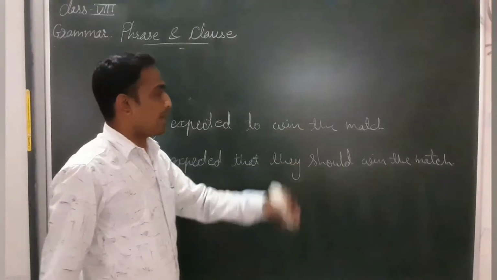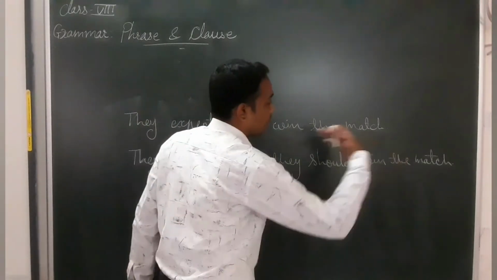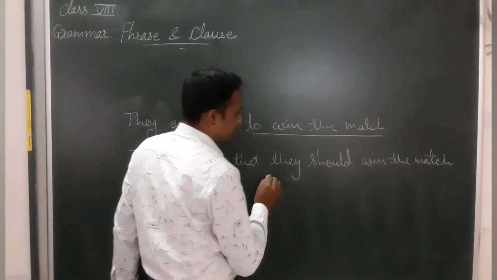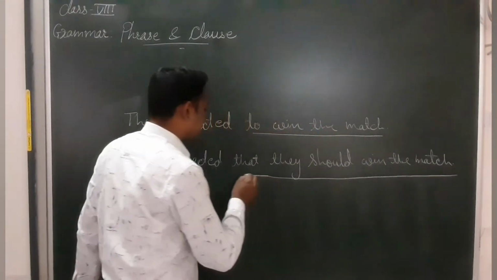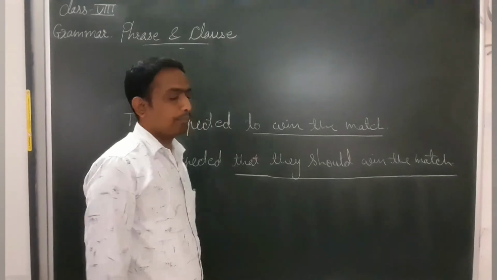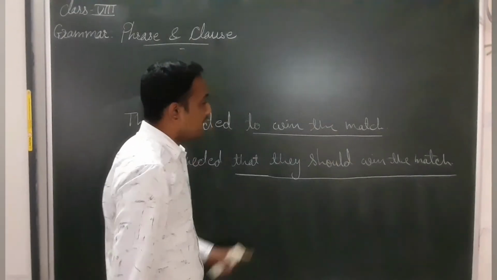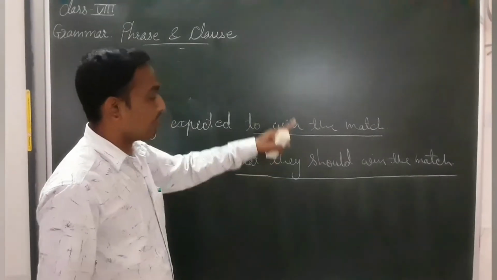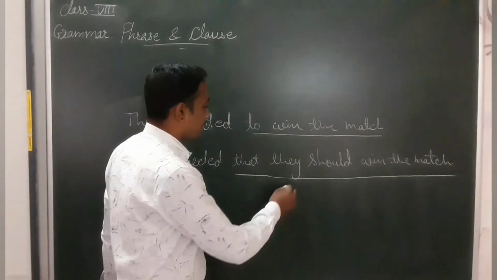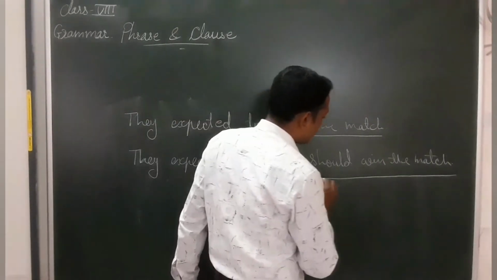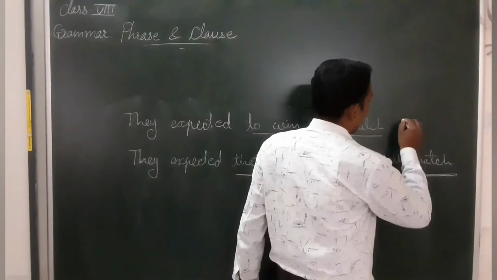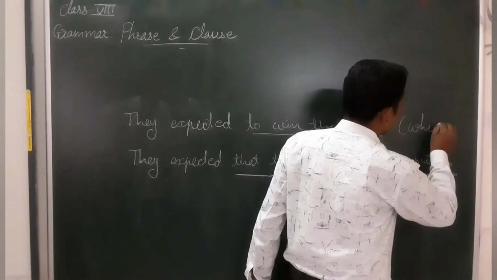They expected to win the match. They expected that they should win the match. Here, "to win the match" is a group of words, but we cannot find any subject or predicate. But in this group of words, "they should win the match", there is a subject, and "should win the match" is a predicate.